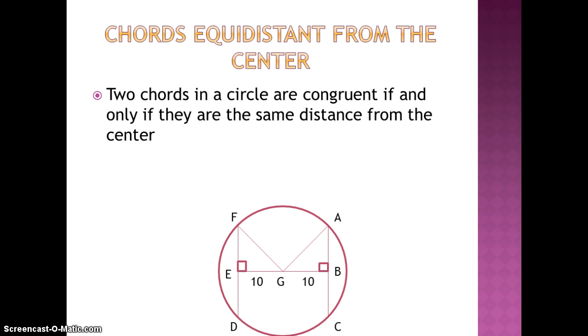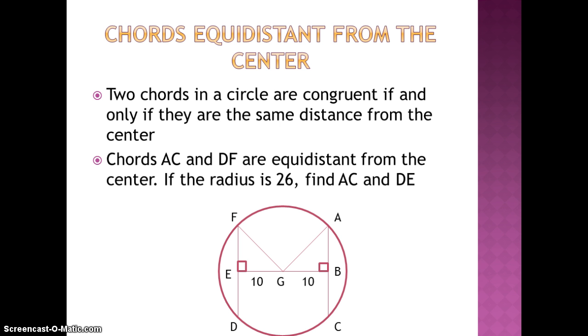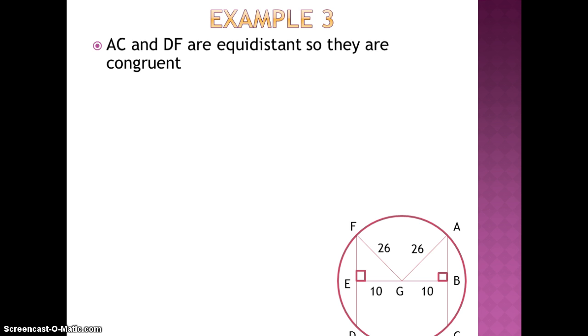Chords equidistant from the center. Two chords in a circle are congruent if and only if they are the same distance from the center. So chords AC and DF are equidistant from the center. If the radius is 26, find AC and DE. AC and DF are equidistant so they are congruent.